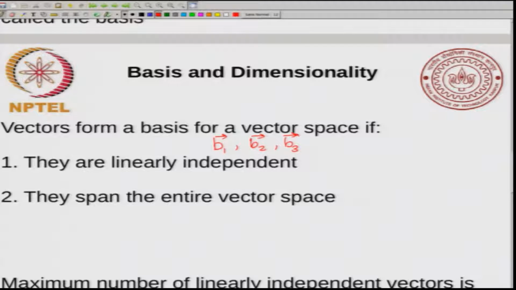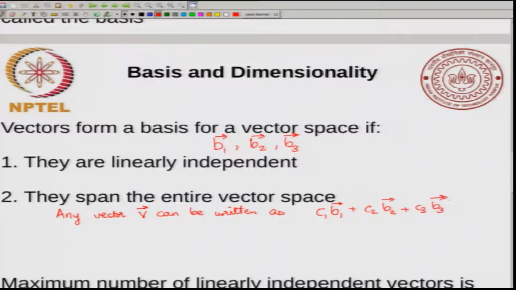So, what do you mean by they should span the entire vector space? Any vector V can be written as some linear combination of B1, B2, B3. So, I will just write C1 B1 plus C2 B2 plus C3 B3. So, any vector V, you take any vector, you can write it as a linear combination of these 3 basis vectors.